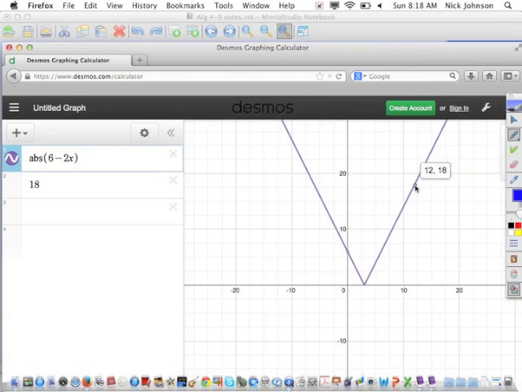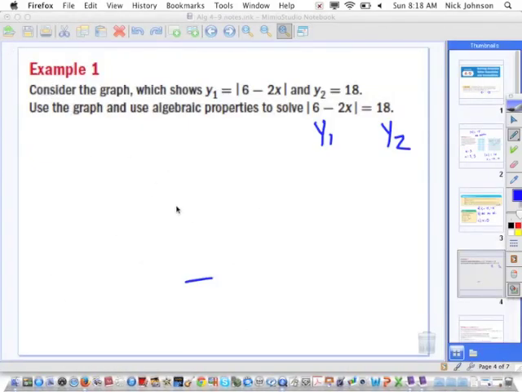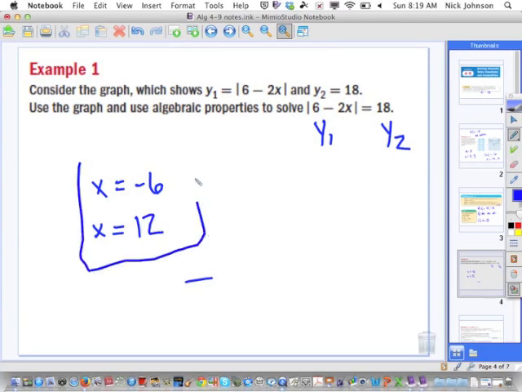I'm sorry, I don't know why that horizontal line didn't show up. Maybe somebody can help me out with that later. But those are my two solutions. X has to equal a negative 6 and x has to equal 12 are my two solutions for this.